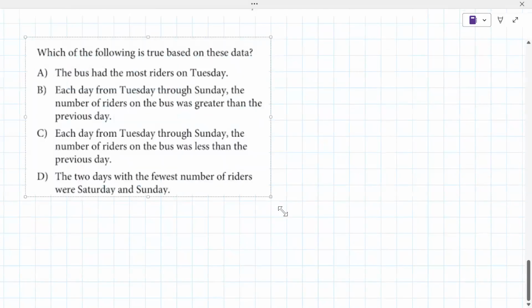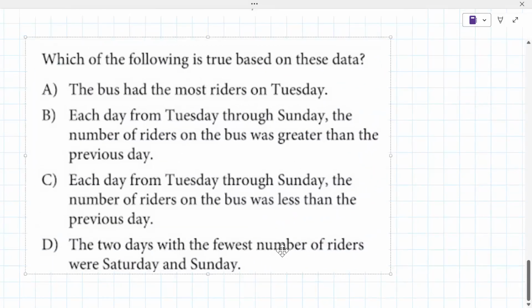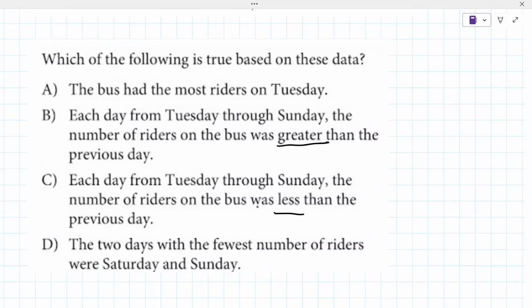And see, these are more word problems. I think last time we did some more of solving. Which of the following is true based on these data? The bus had the most riders on Tuesday. Okay, maybe. The bus each day from Tuesday through Sunday, the number of riders in the bus was greater than the previous day. Each day from Tuesday through Sunday, the number of riders in the bus was less than the previous day. So notice that those are there. Almost always you'll get one of these where it's like greater than and less than. The 2 days with the fewest number of riders were Saturday and Sunday.